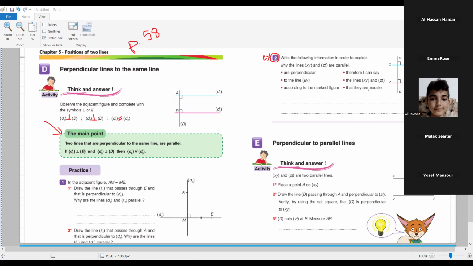Miss, I didn't hear you well. Which exercise do we want to do? Page 59, exercise 2. I'm going to repeat what you have to do. You have to put these sentences in order to explain why XY and ZT are parallel, according to this rule. 2 minutes, everyone, and then we're going to correct it together.